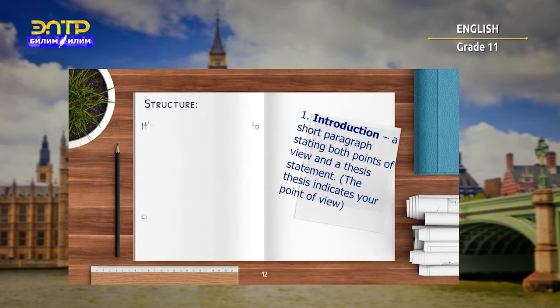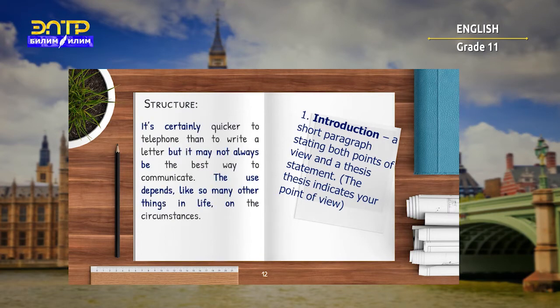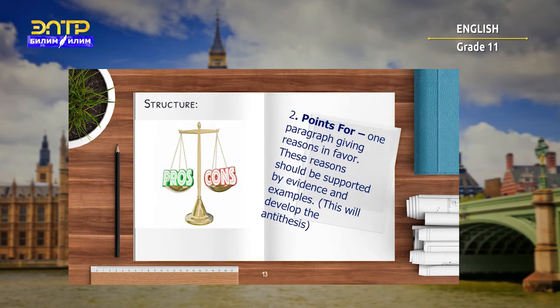Let's see. It's certainly quicker to telephone than to write a letter, but it may not always be the best way to communicate. The choice depends, like so many other things in life, on the circumstances. Point 2: one paragraph giving reasons in favor. These reasons should be supported by evidence and examples. This will develop the antithesis.